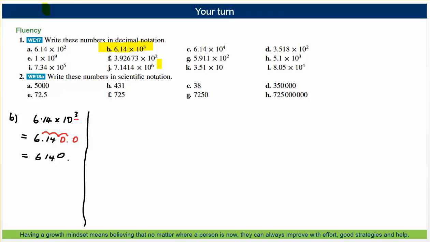We'll do another one from there. We just got B. Let's do K. 3.51 times 10. It's a fairly straightforward one. The decimal point is going to move one place, multiplied by 10. So 3.51 is simply going to become 35.1. I think you should get the hang of that. It's pretty straightforward.